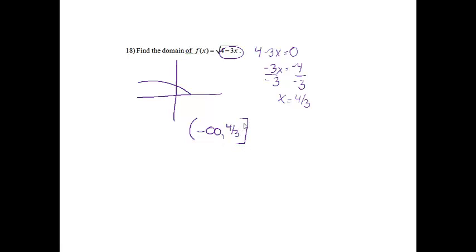Please notice that I'm using a bracket because we actually can plug 4/3 in here and we'll get 0. The square root of 0 is 0, so that is a number that actually works in the equation. So that will be my domain.